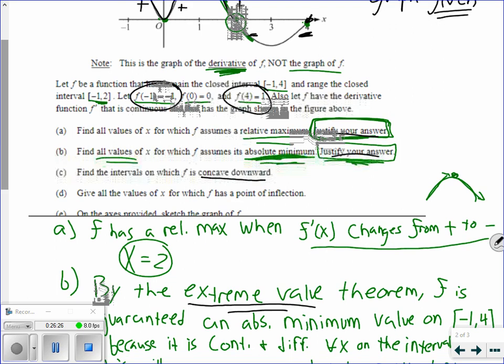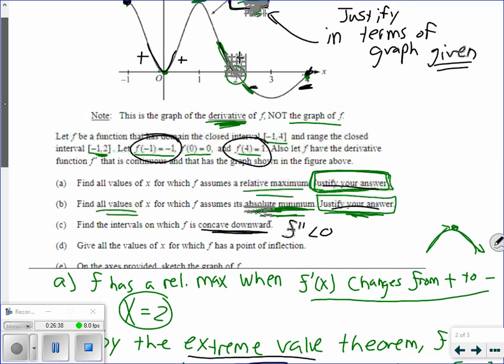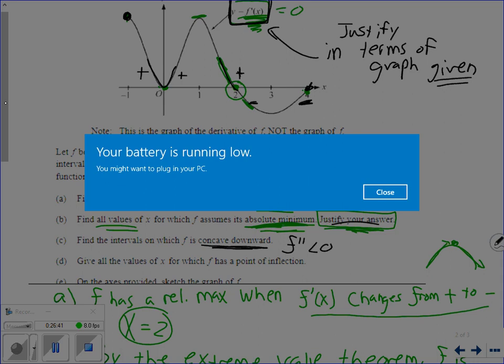So when is something concave down? We know that's when the second derivative is less than 0. It means that we're concave down. We're not going to use that explanation. That's another, when the derivative is concave down.